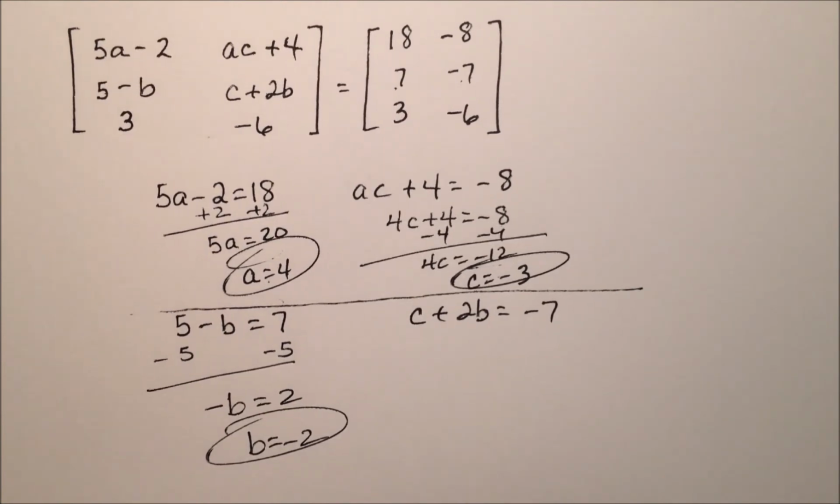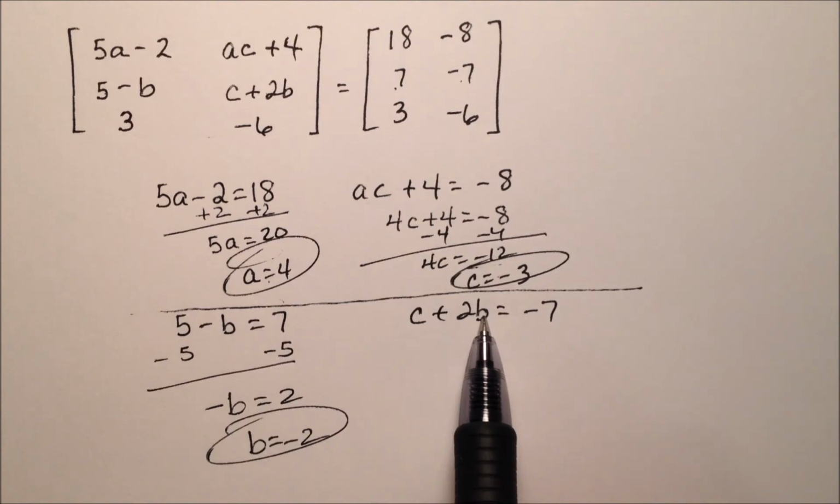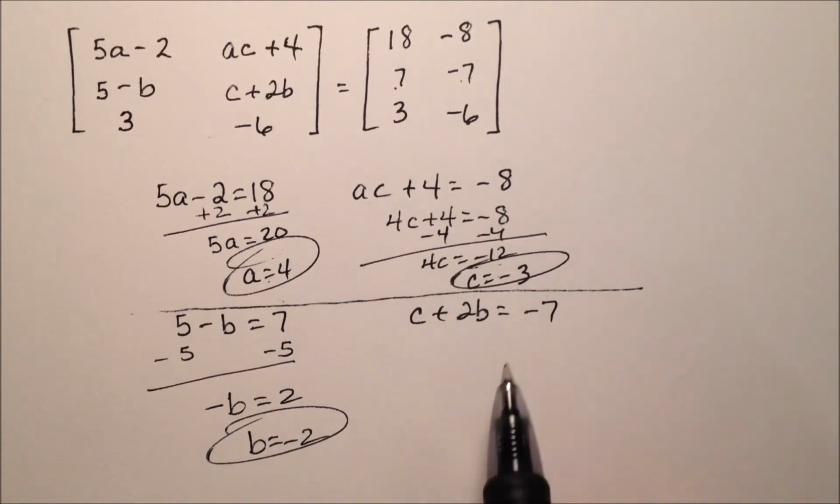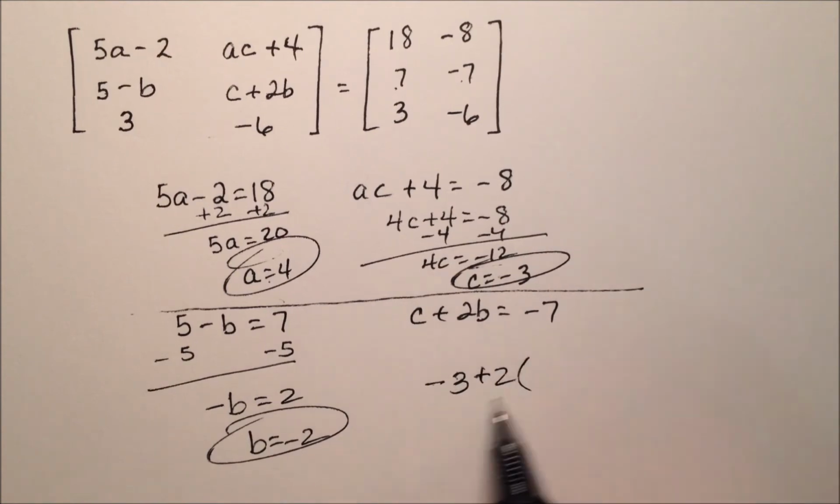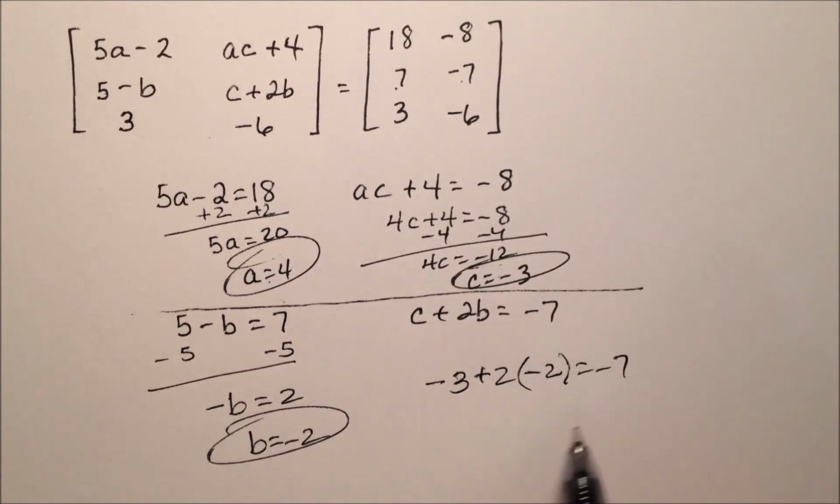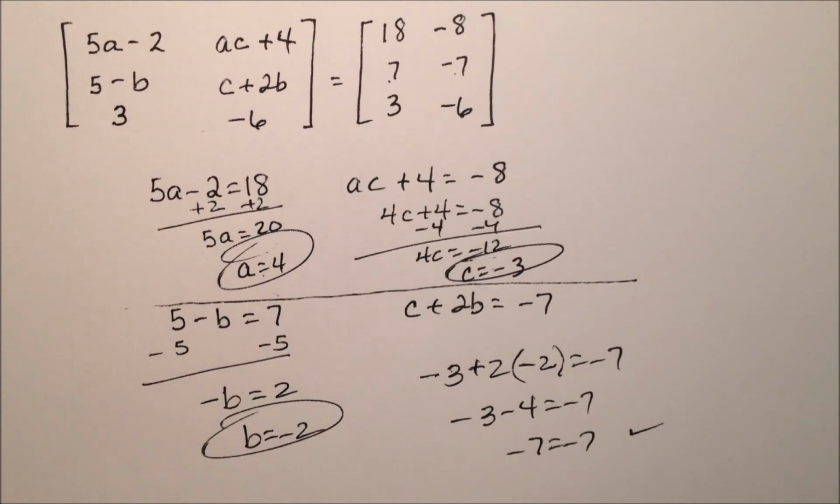And if you just want to be sure, you can plug in your value for c right here and your value for b right here and just make sure that these things are equal. c is negative 3. b is negative 2. So negative 3 minus 4 equals negative 7. Negative 7 equals negative 7, so we're good to go.